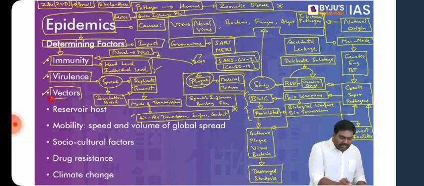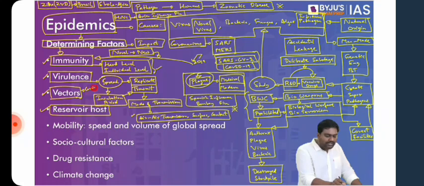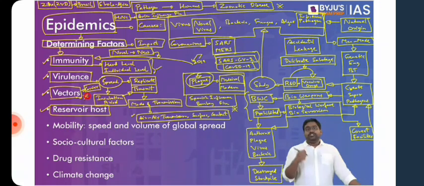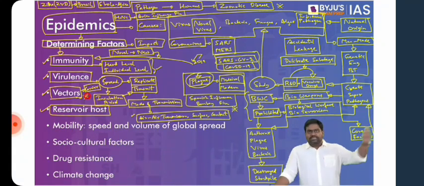Next, the vector and the host. Vector is an animal or organism that is a carrier of the pathogen. For example, in the case of mosquito-borne diseases, malaria, dengue, chikungunya, and the others, the mosquito is only a vector. The mosquito itself is not affected. It's only a carrier which is carrying the pathogen and passing it on to human beings. Right? There are cases where birds, pigs, and bats also act as vectors.